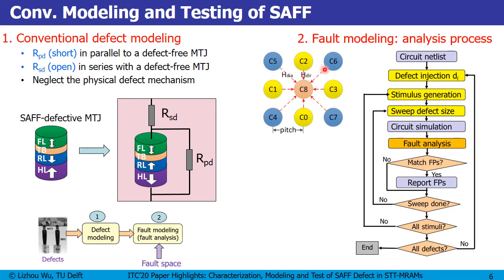We simulate a 3x3 memory array, and we assume the central cell has a SAFF defect. Then we just inject a resistor into this cell. We assume all neighboring cells are defect-free. Then we generate all necessary stimuli. We sweep the resistance value, and we perform circuit simulations and fault analysis. If there is a fault primitive compared to the simulation results without any defects, then we note down this fault primitive and move on to the next iteration.